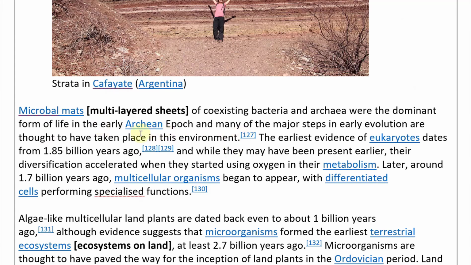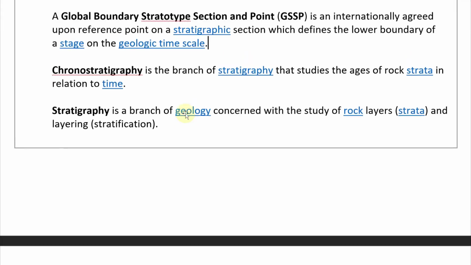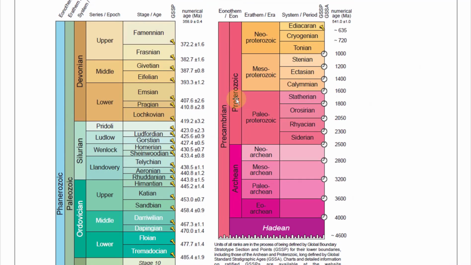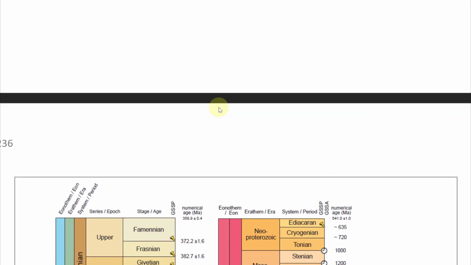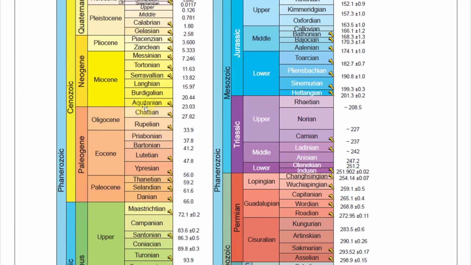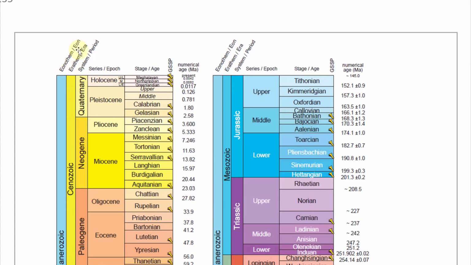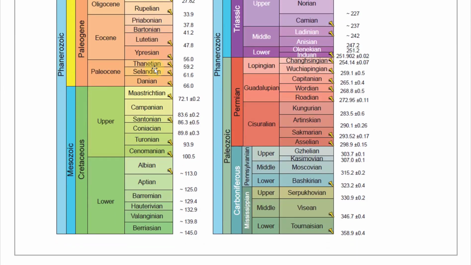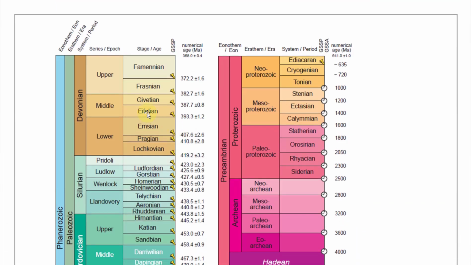So microbial mats are multi-layered sheets of coexisting bacteria and archaea. These coexisting bacteria and archaea were the dominant form of life in the early Archean Epoch, and let's look where the Archean Epoch is right here. So epoch, if you look over here, there's actually a difference from the earlier figure right here. It goes from eon, era, period, epoch, and then stage and age. And as you get later on, it doesn't get as fractionated in this figure.